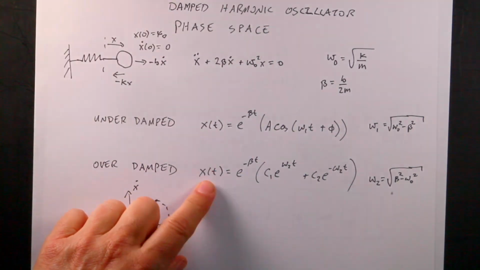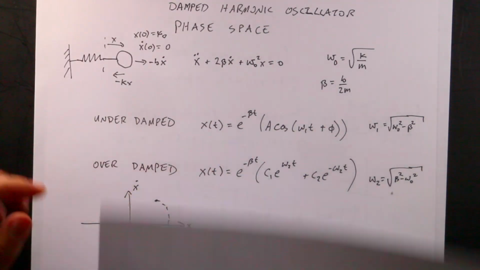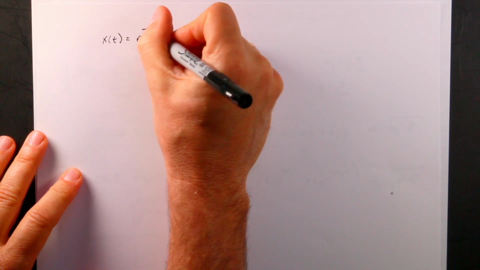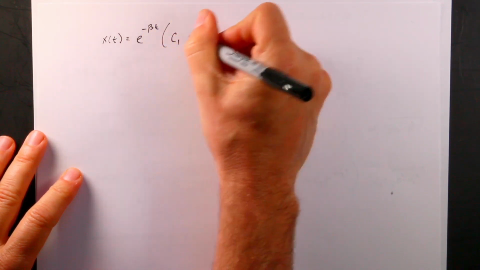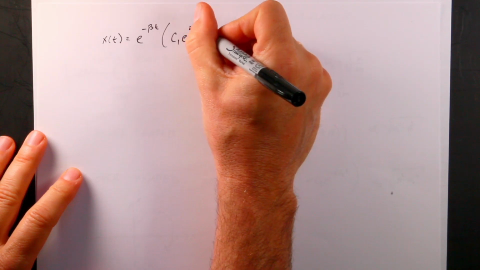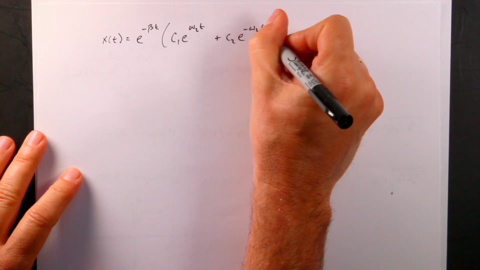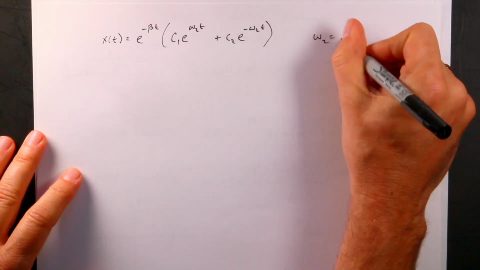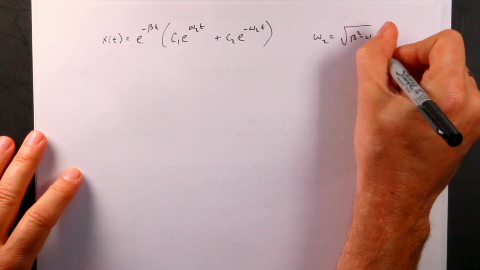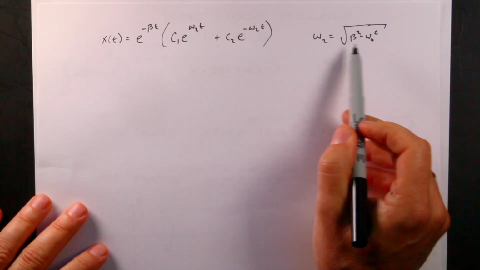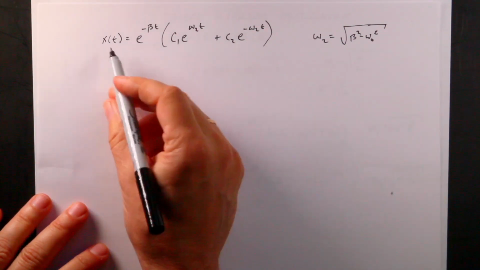The first thing I'm going to do is take the derivative of this, and then I can use that to set my parameters. So here I have, let's write up here, x of t equals exponential negative beta t, times C1 e to the omega 2 t plus C2 e to the negative omega 2 t, where omega 2 is the square root of beta squared minus omega 0 squared. It's just a value. But you see, I have to have beta greater than omega 0. Okay.